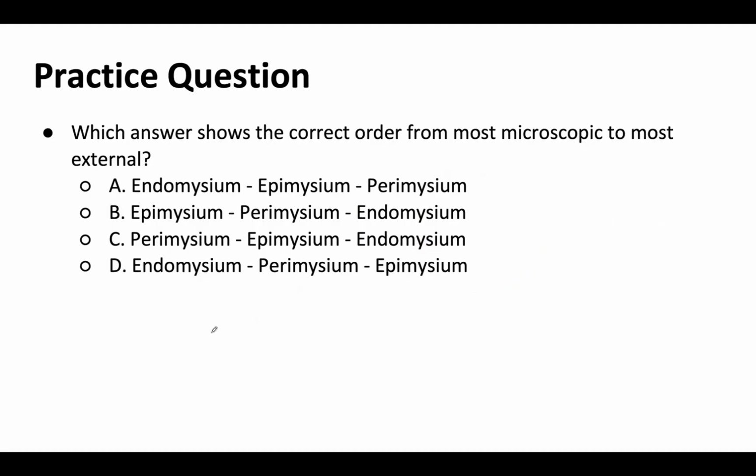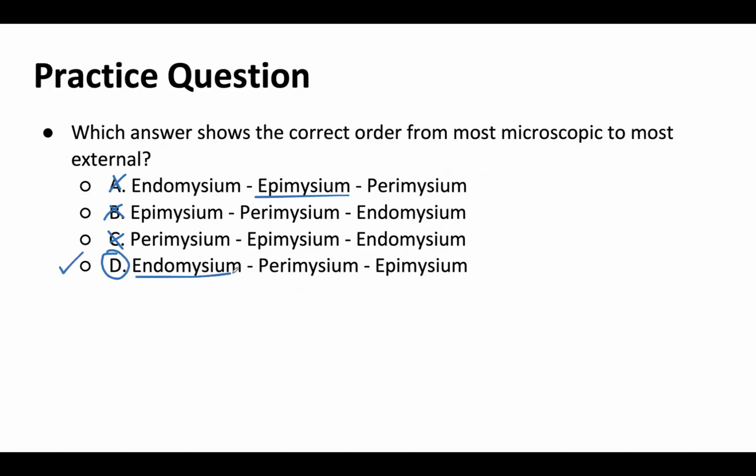So I think maybe we should start with what is the most internal or microscopic connective tissue layer. Well, it would be the one surrounding the muscle cell. Endo means within, so that should be first. So we can mark off B and C because they don't have endomysium first. So already got two of them off. That's great. Epi means upon. Think of connective tissue upon the muscle belly. So that would be the most external. So A is incorrect too because it has epimysium right here in the middle. So that leaves us with D as the correct answer.